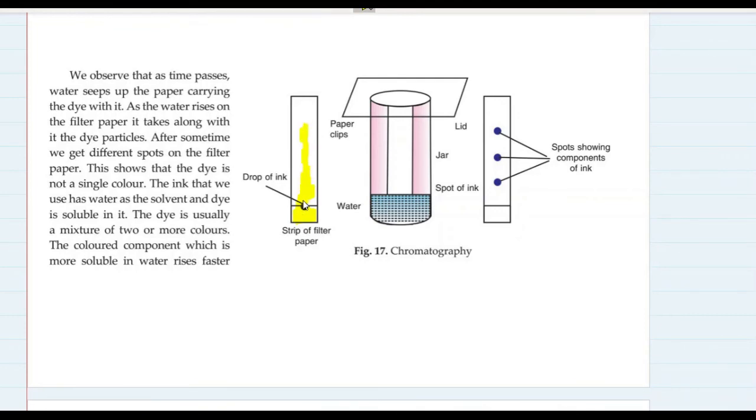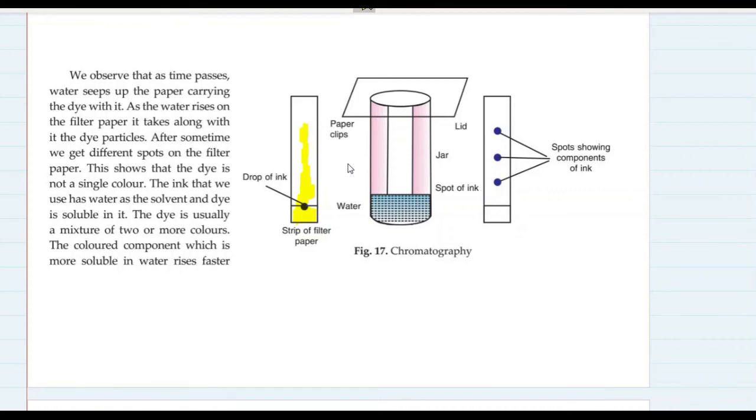So after a few days, you might find the paper to become wet. Not a few days, the whole paper will become wet by then. Maybe in half a day or something, the paper will become wet because it will absorb all the water. Correct? Now, as the water rises into the filter paper, it takes along with it the dye particles. After some time, we get different spots on the filter paper.